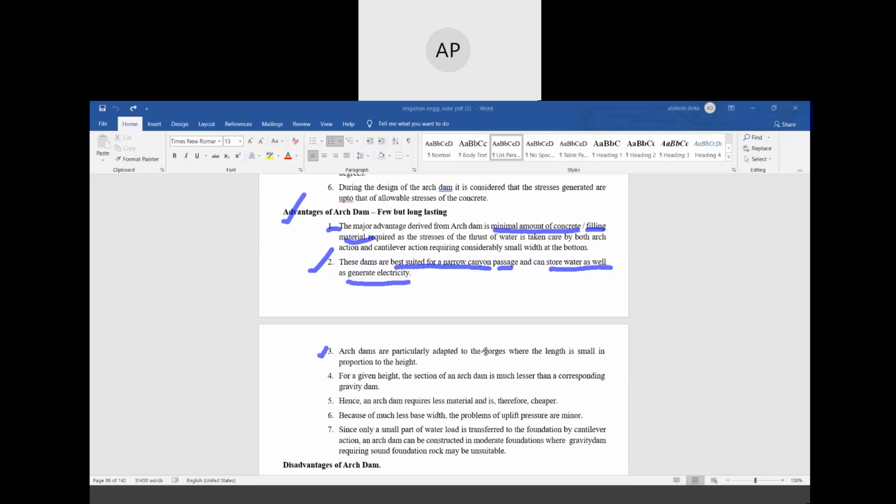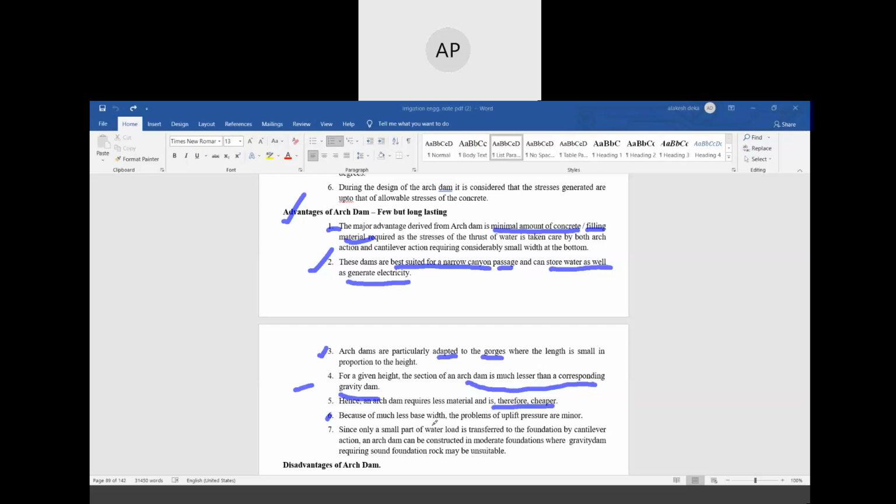Remember, arc dams are not ardent dams, okay? Arc dams are concrete dams. Arc dams are particularly adapted to gorges where the length is small in proportion to the height. For a given height, the section of the arc dam is much less than the corresponding gravity dam. Hence, an arc dam requires less material and is therefore cheaper.